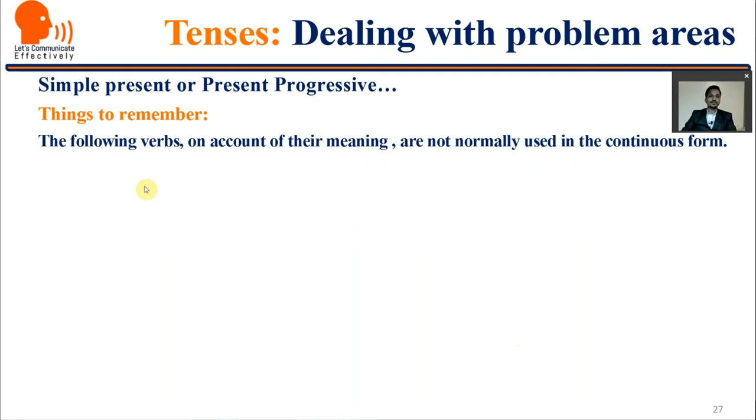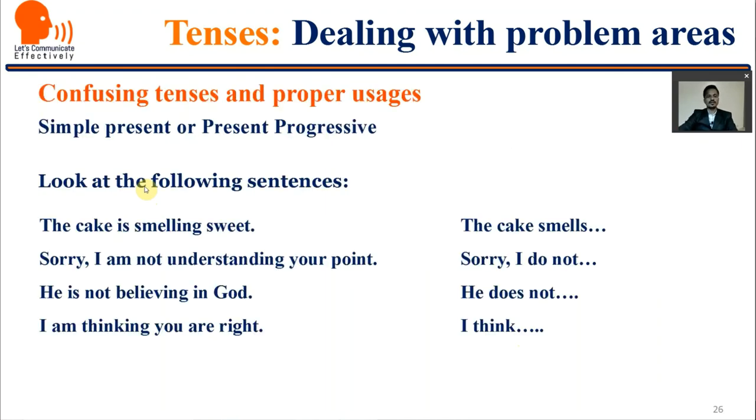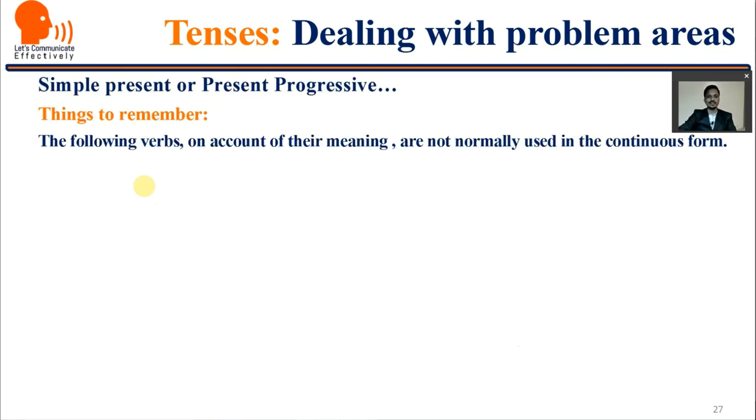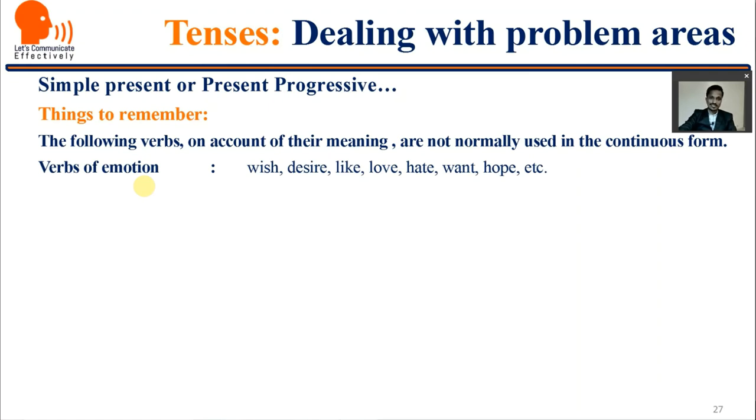Things to remember here: the following verbs, on account of their meaning, are not normally used in the continuous form. So what we have learned here is that there are certain verbs which we cannot use in continuous tense. Which are those verbs? The verbs of emotion like wish, desire, like, love, hate, want, hope, etc. What type of verbs are they? Stative verbs, right? So stative verbs, which describe a state, we are not supposed to use in continuous tense.